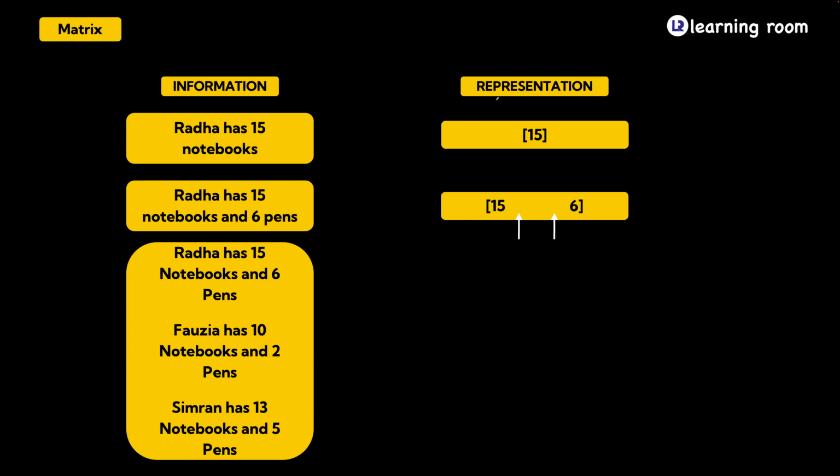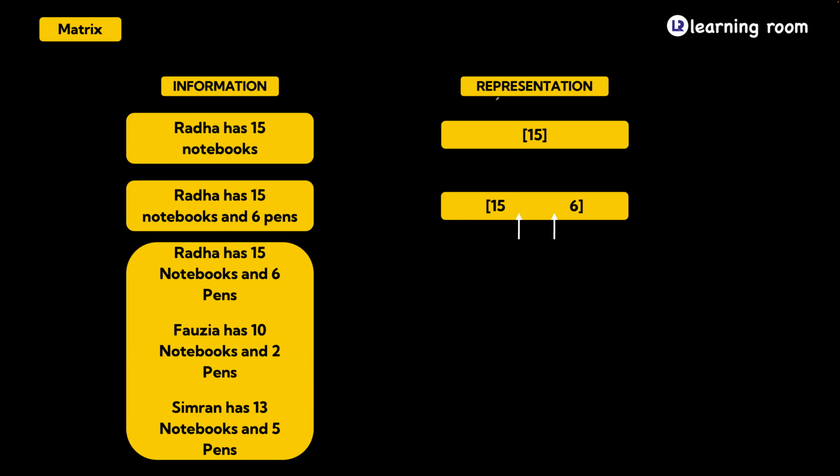See, all the data I've taken is from your NCERT only. Suppose there is information stating that Radha has 15 notebooks. Okay, 15 is a number. You can always represent it in normal English, saying that Radha has 15 notebooks. But how will you represent the same in terms of matrices? What you can do is think of a square bracket and put the number between them. The number of notebooks Radha has is 15.